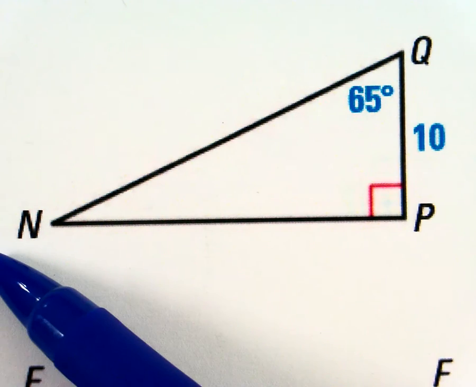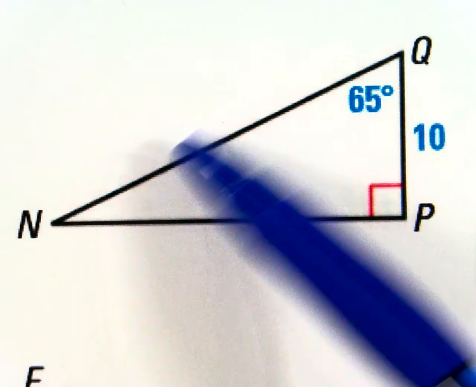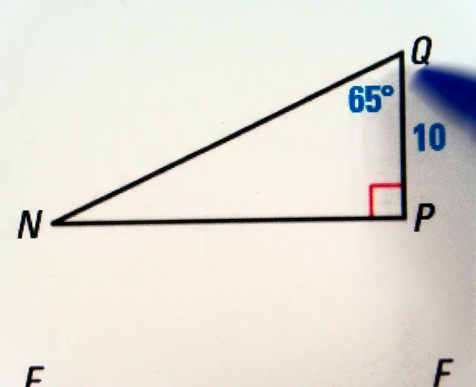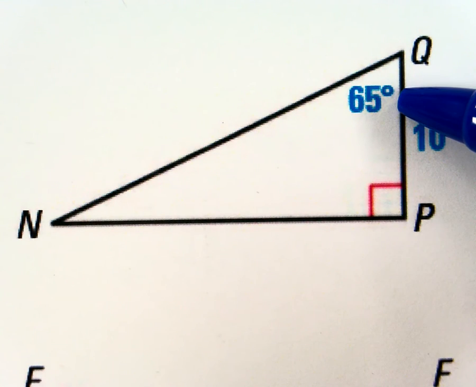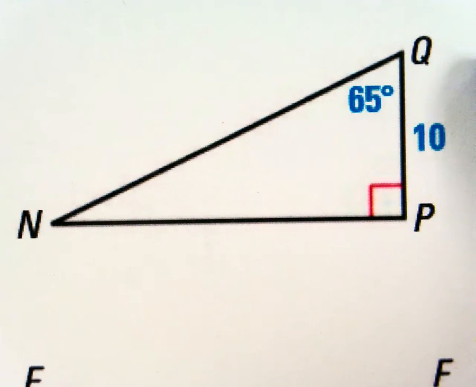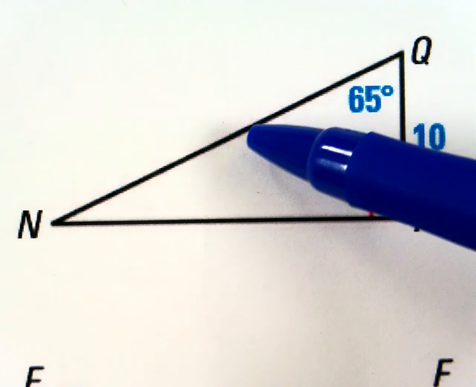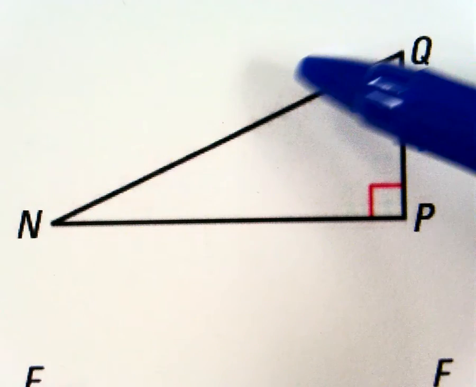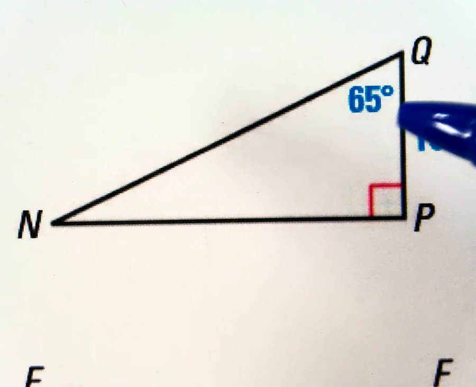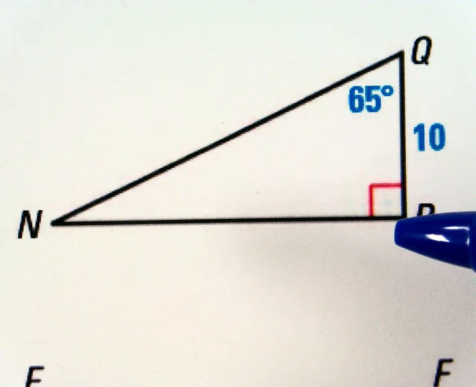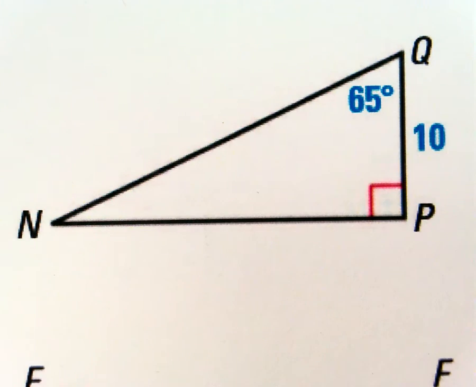You want to know the hypotenuse, QN. You can do it relative to either angle, the 65 or the 25, doesn't matter. Relative to the 65, 10 is adjacent, and this is the hypotenuse. So adjacent and hypotenuse is cosine. So you would want the cosine of angle 65 is 10 over the hypotenuse. You would solve it, and then you would have solved the triangle, which means you would know everything that's on it.